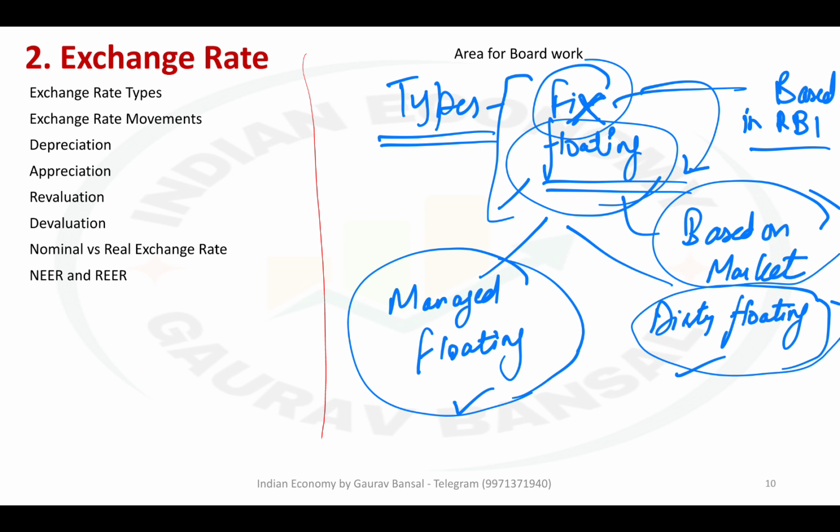problem. And every country does it. It is their right to do so. They should do it. So there is nothing wrong in managed floating. The floating exchange rate that we have is a managed floating exchange rate. But there is a problem in the dirty floating exchange rate. And China and some other countries follow dirty floating. So this is about types of exchange rate.